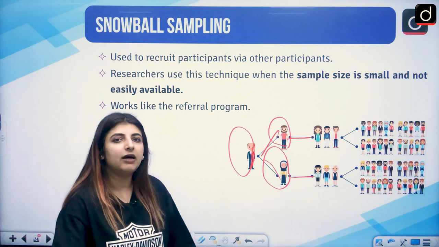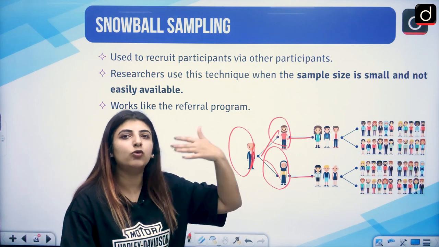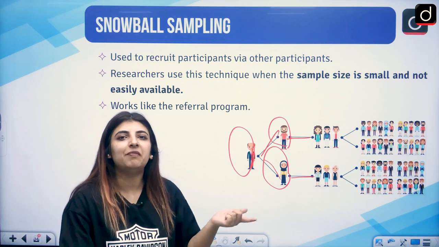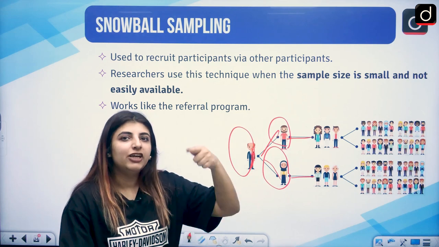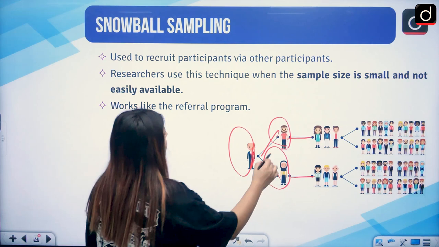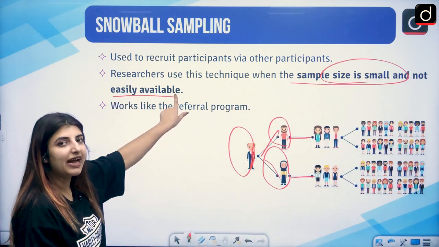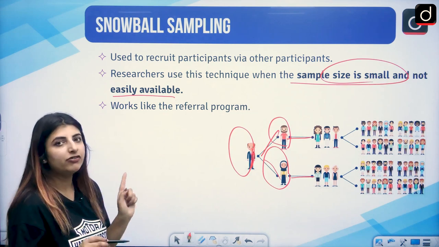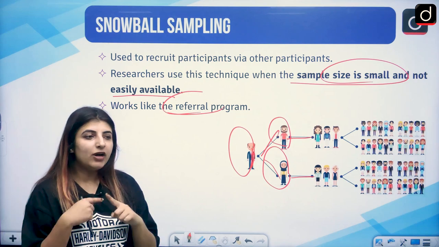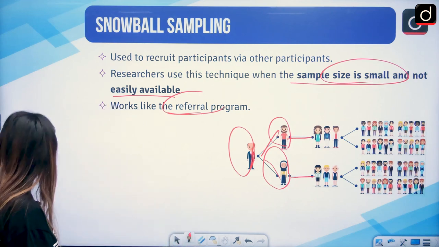You all must have heard something in Salman Khan's movie, tum aage chalke teen log ki help karna aur unko bolna ki aage teen ki help kar, right? So snowball sampling is something like that, only that from one you are reaching out to multiple samples that you wanted to gather. Sample size should be small and not easily available. That is when you use this kind of technique, and it is known as a referral program, because you are referring some other person with the same traits as you, right?